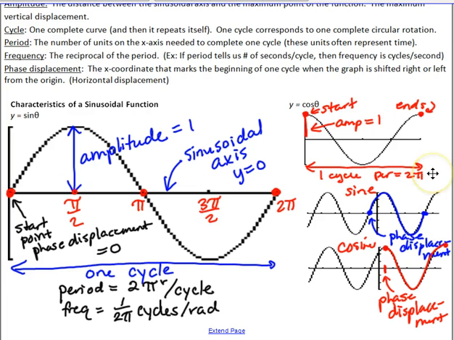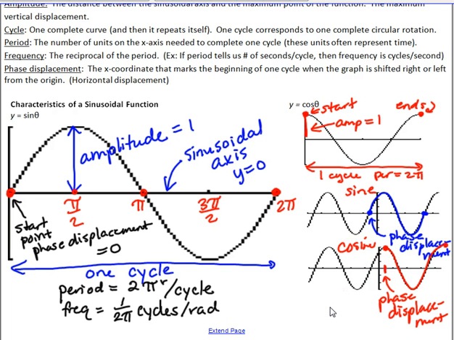Now to illustrate what could happen if you have a different phase displacement, notice that here is a complete sine cycle. It starts and ends on the sinusoidal axis, but it no longer starts at 0. This graph has a phase displacement of approximately -1. Here's a cosine graph. It still starts high and it ends high, but it's shifted a little bit to the right, so its phase displacement looks like it's about +1.